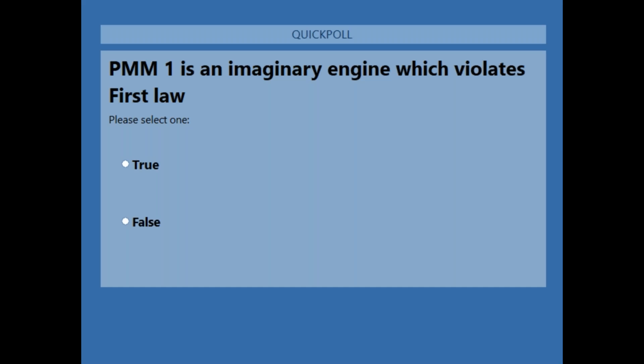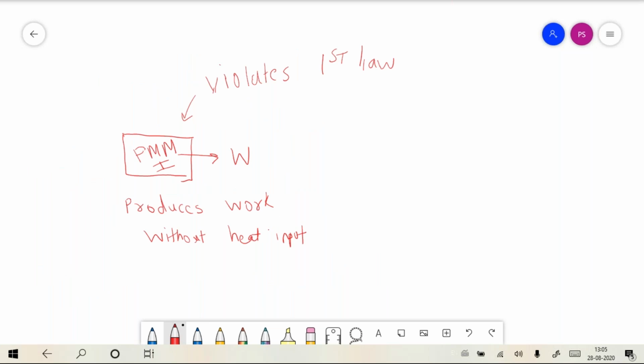Okay, so again, looking at the responses, it appears that almost 80% of the students understood this. Okay, and let me close this. Let me show you this perpetual motion machine of the first kind. You see, I had drawn a schematic of a perpetual motion machine of the first kind. It is an imaginary machine which would violate the first law. It means that this is a machine which would produce work.